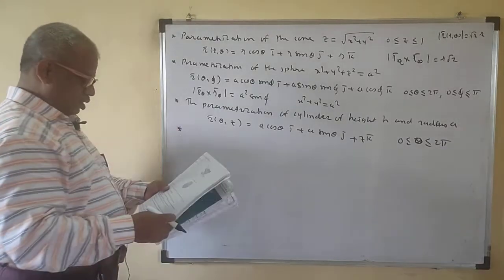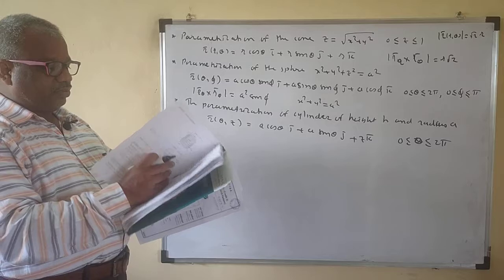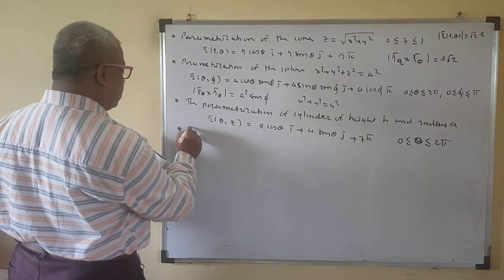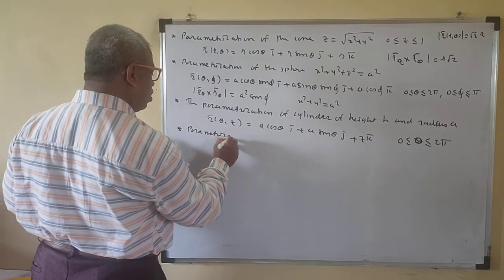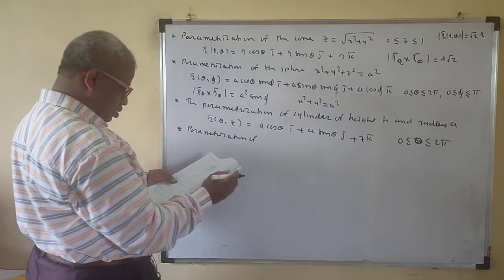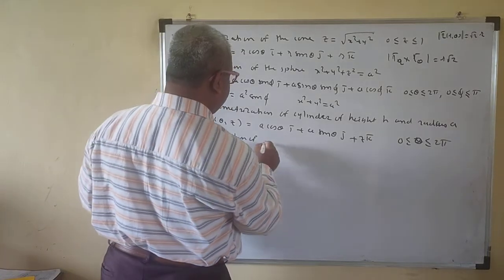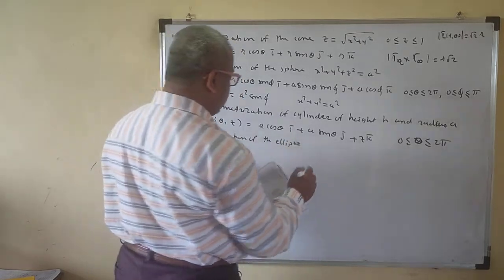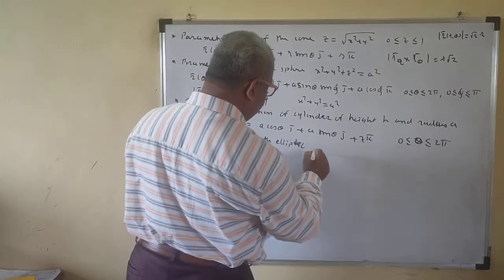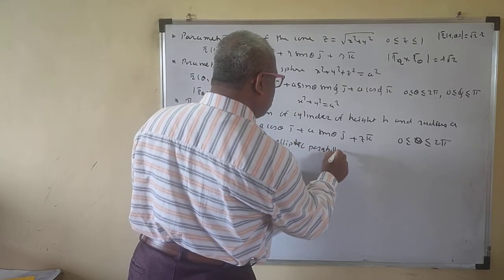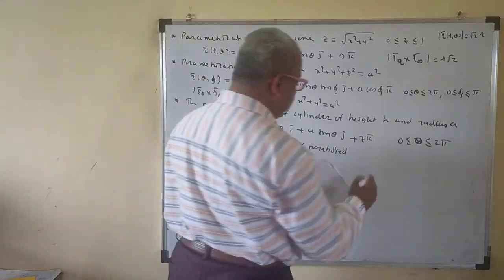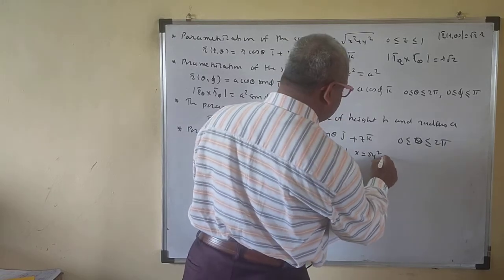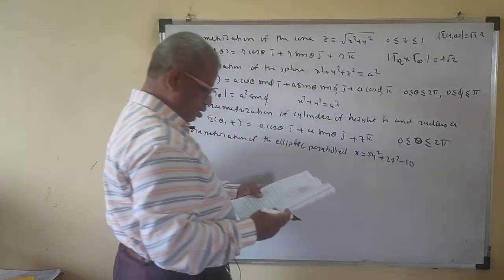Next, you should remember all the parameterizations. It is given in the book also, you can see this. Parameterization of the elliptic paraboloid: x is equal to 5y square plus 2z square minus 10.